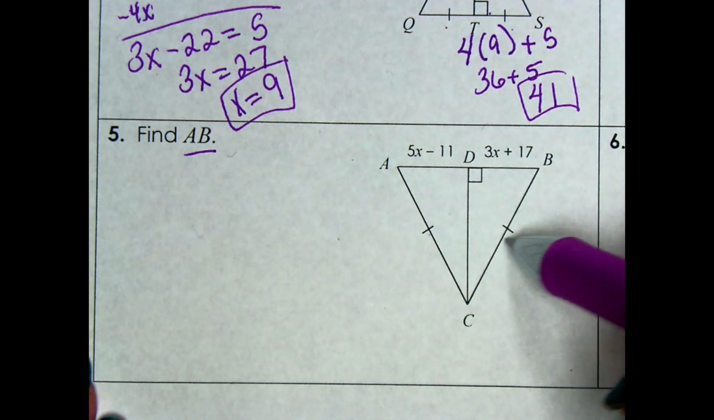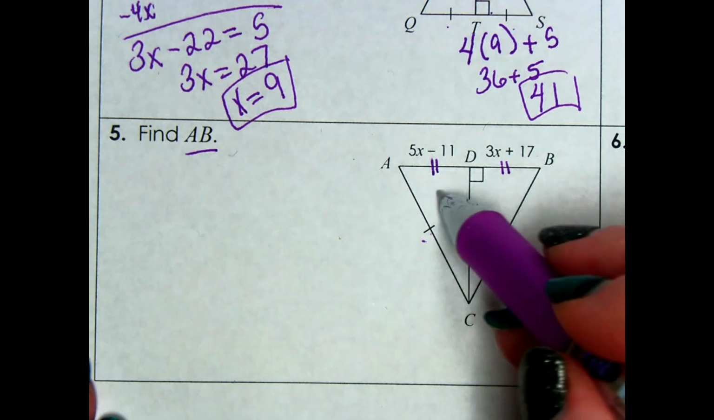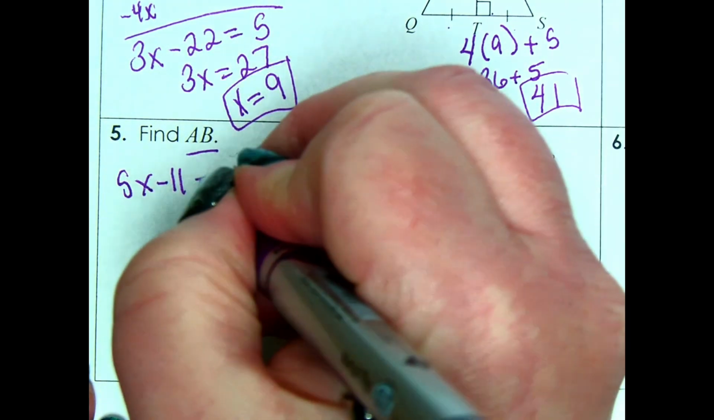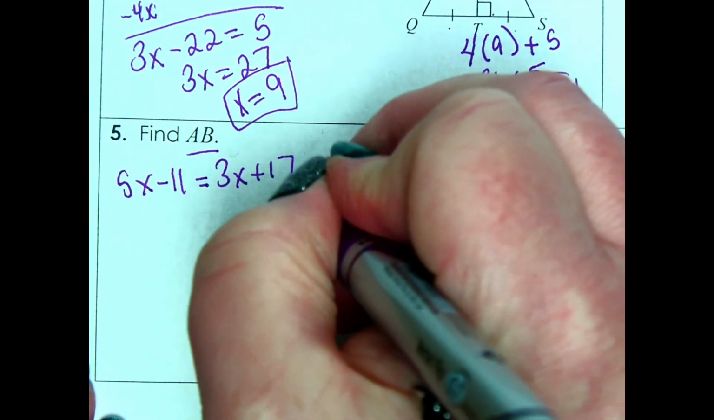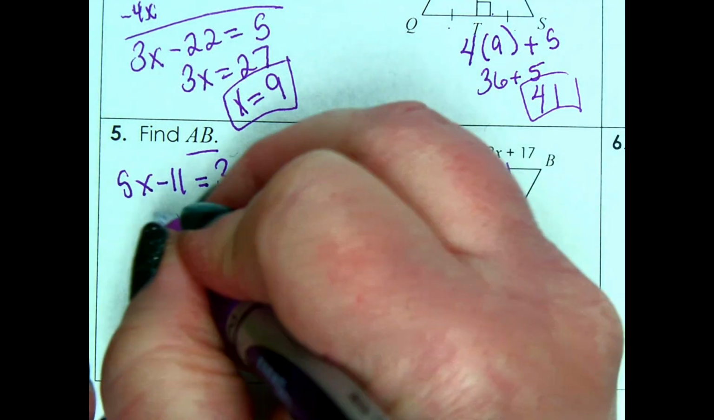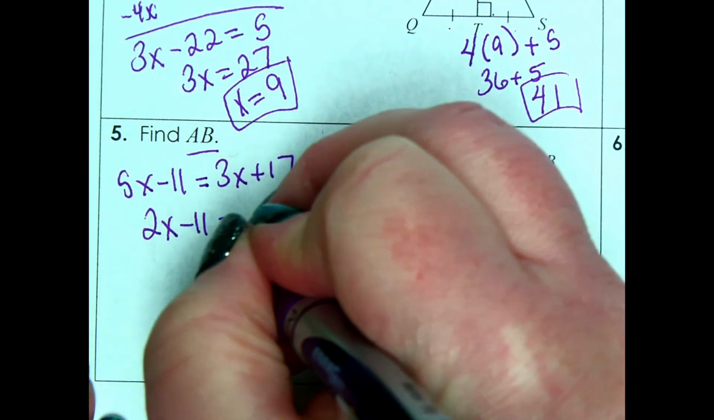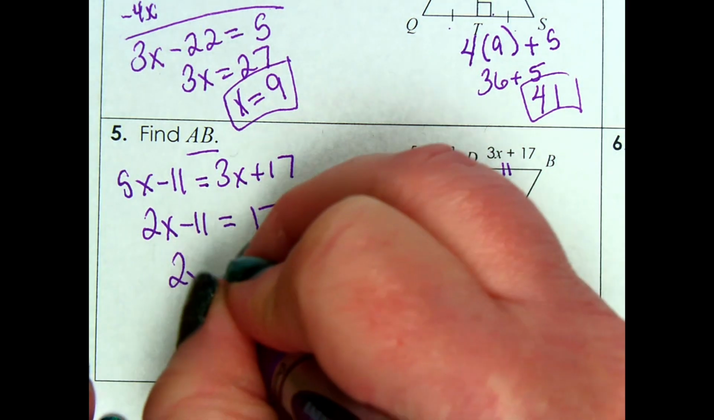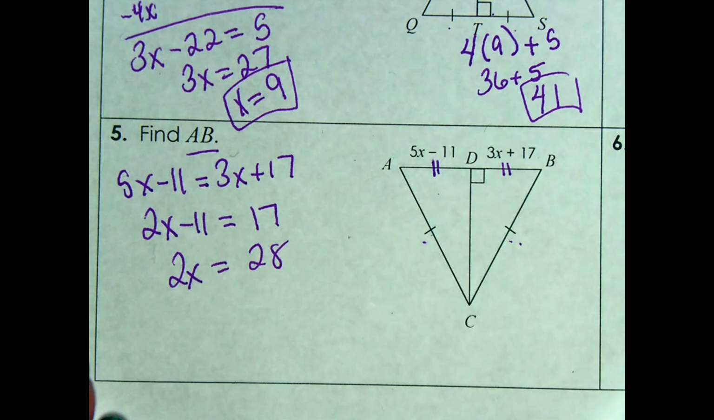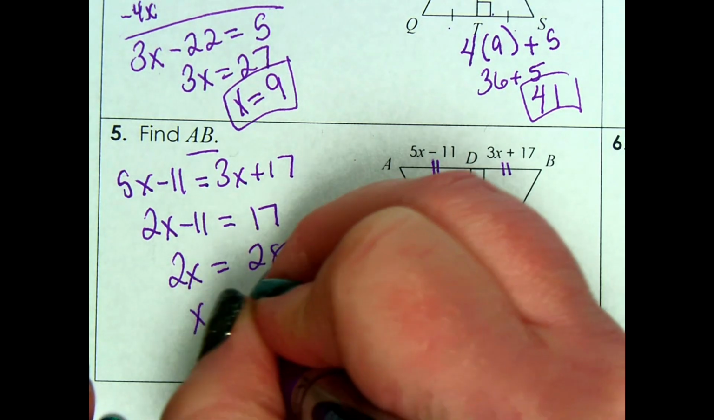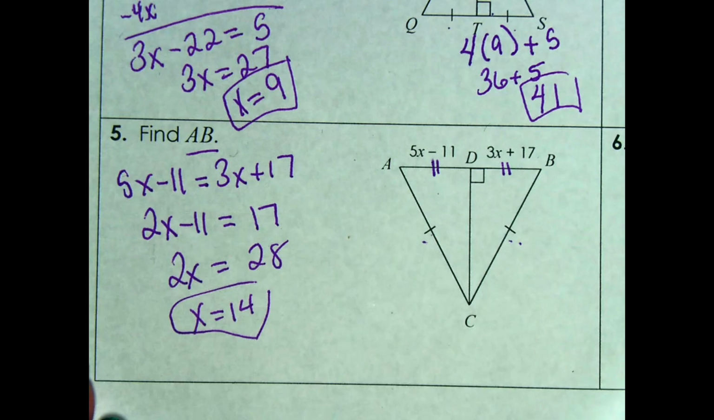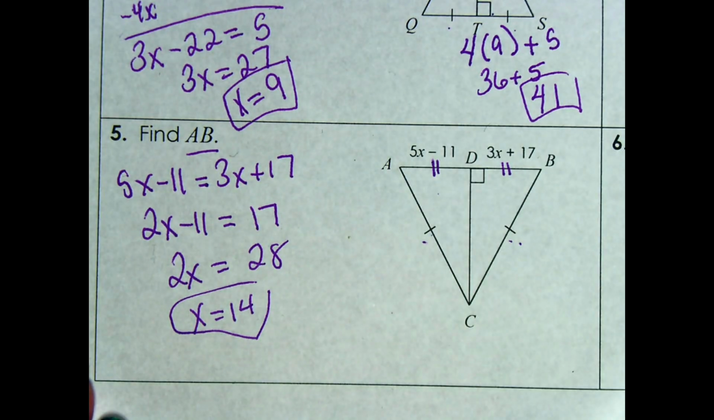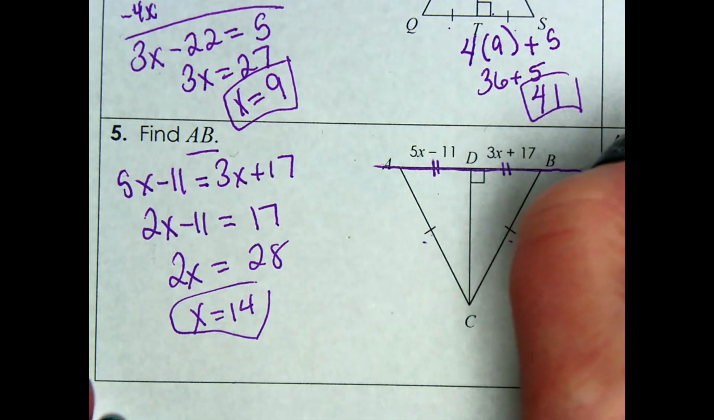I find that my two segments are congruent, which means that these segments are congruent. So I would take 5x minus 11 is equal to 3x plus 17. I subtract 3x and I get 2x minus 11 is equal to 17. Then I add 11, so I get 2x is equal to 28. I divide both sides by 2 and x is 14. Since I want AB, I'm going to look here. Now what I see is that AB is the whole thing.